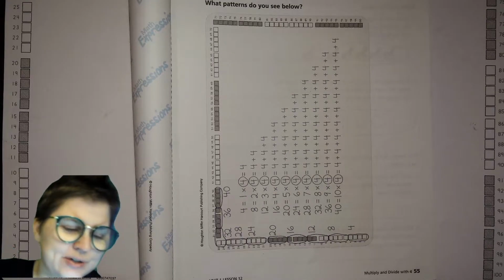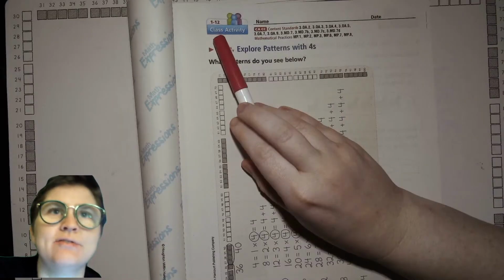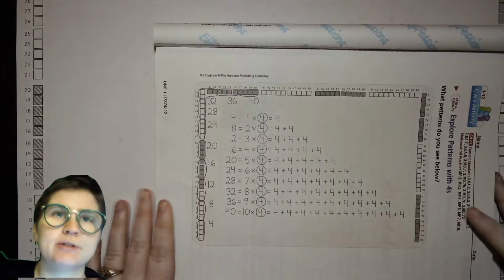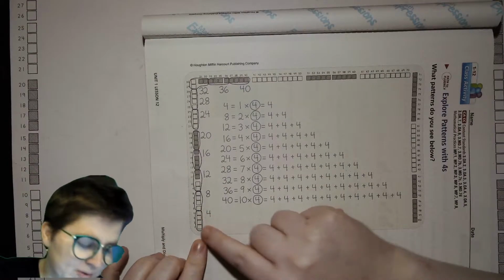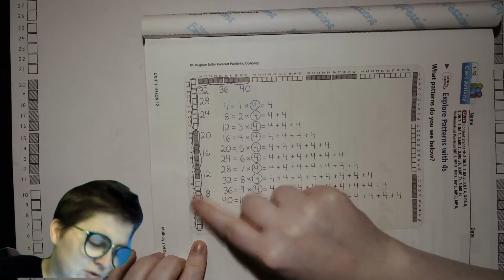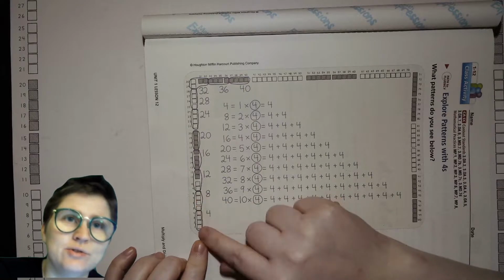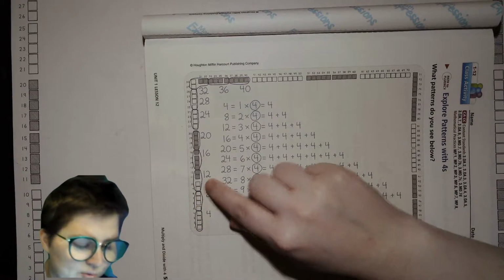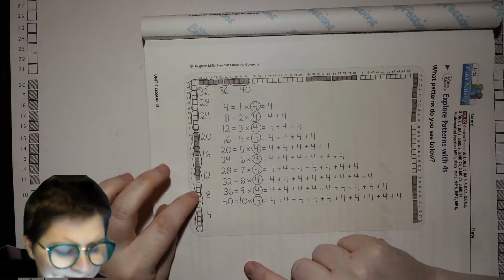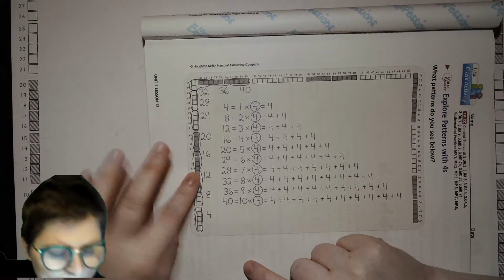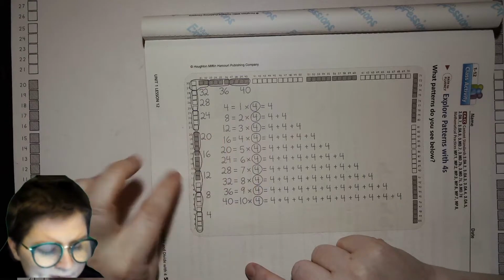Today we are doing Unit 1, Lesson 12. And today we're exploring some patterns with the number 4 as it multiplies. So let's go ahead and turn our books to the side like this. Here you can see one group of 4 is 1, 2, 3, 4. Two groups of 4 is 5, 6, 7, 8, right? Two groups of 4 right there. Three groups of 4 from 8. Now we have 9, 10, 11, 12. 3 times 4 is 12.